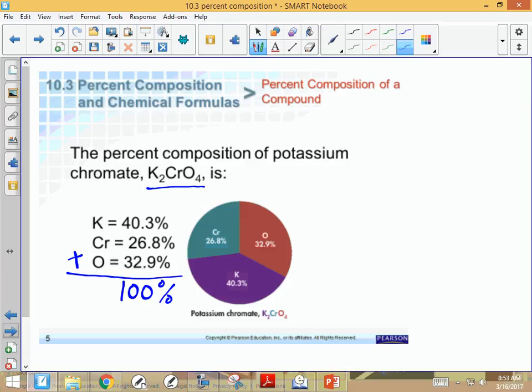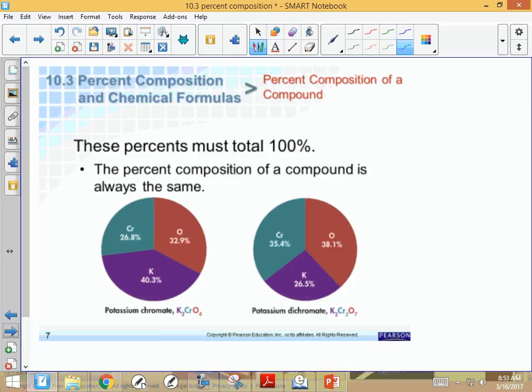Now, different compounds, even if they're made up of the same elements, meaning they have different numbers of each element, will have a different percent composition. And here's an example. This is our previous example of potassium chromate. We also have potassium dichromate: 2 potassiums, but instead of 1 chromium, you have 2 chromiums, and you have 7 oxygens instead of 4 oxygens.